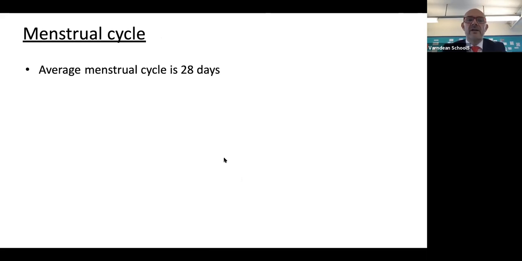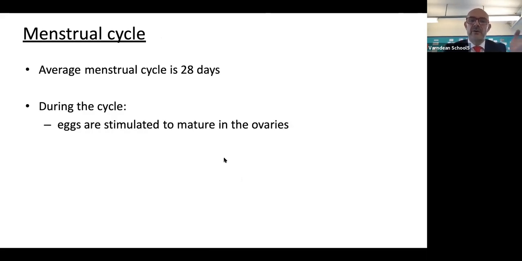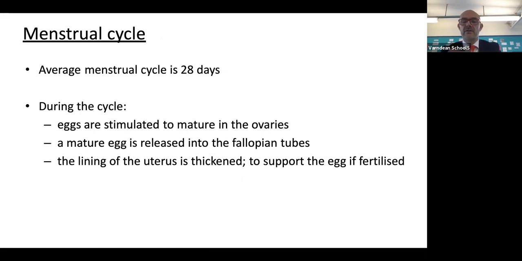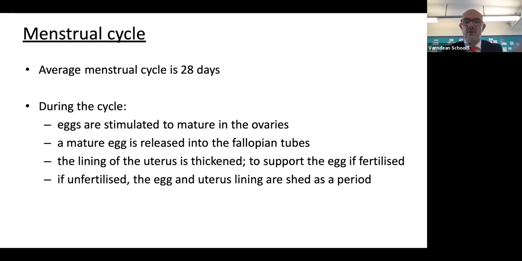So you need to be able to explain what happens in the menstrual cycle. So the egg in the ovary gets stimulated to mature. It gets released into the fallopian tube. It travels along. The lining of the uterus gets ready for that. If not, it's all shed. Okay, and that's what's called a period. You need to know that in that order, those four things.